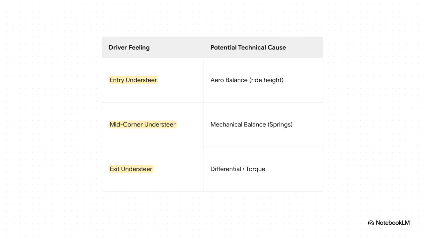If the driver says entry understeer, the engineer's mind immediately goes to aero balance, things like ride height. If it's mid-corner understeer, they start thinking about mechanical balance, the physical setup like springs and anti-roll bars. And exit understeer? That points them toward the differential settings or how aggressively the engine is delivering power.